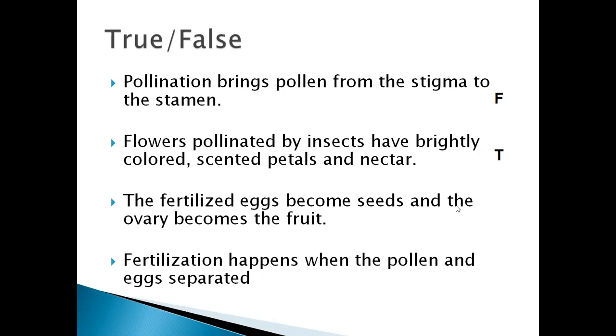The fertilized egg becomes seeds and the ovary becomes the fruit. So this is true. Yes, obviously. Fertilization happens when the pollen and eggs separate. No, they join, not separate. When eggs and pollen join in the ovary, this process is called fertilization. And after this, fruit is created, then seed will come. So this is a false statement: not separate, join.